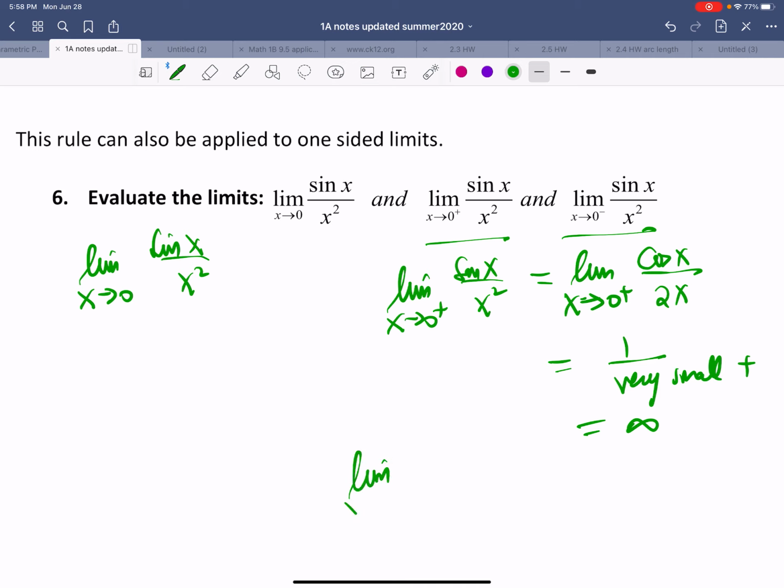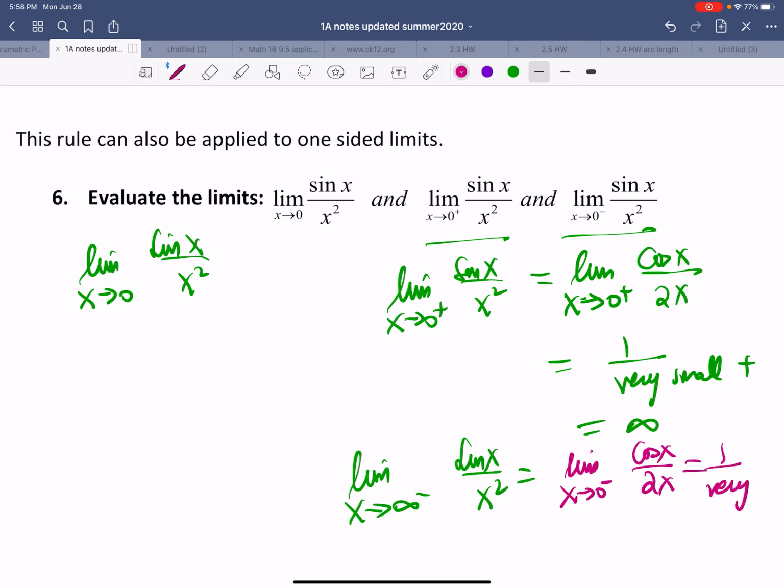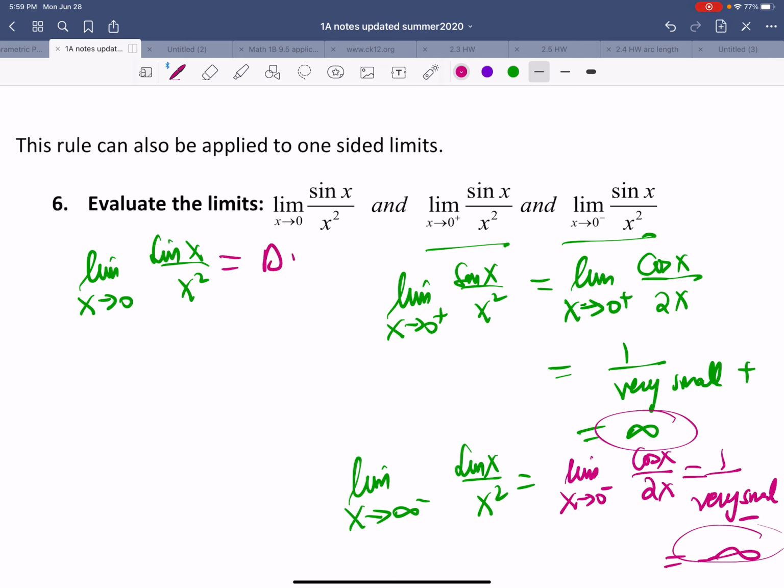And if I do the other one-sided limit, as x goes to 0 from the left-hand side, sine x over x squared leaves me with cos x over 2x, which is 1 over a very small negative number. 1 over a very small negative number will give me negative infinity. So from one side I have positive infinity, from the other side negative infinity, and we can say this limit does not exist.